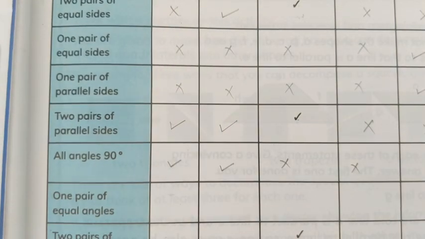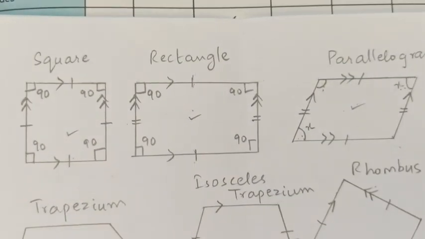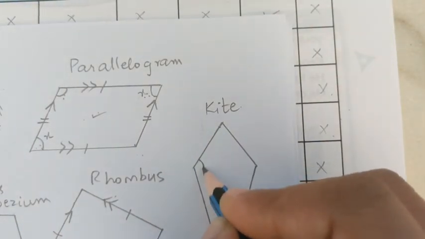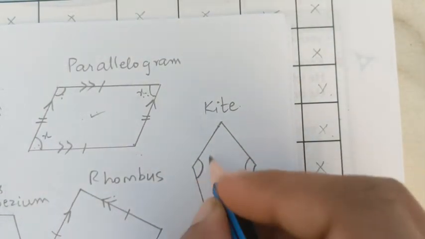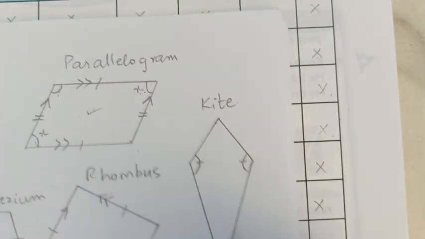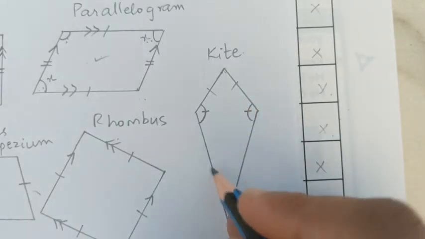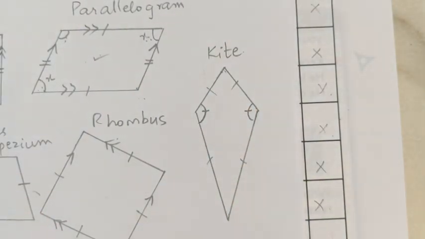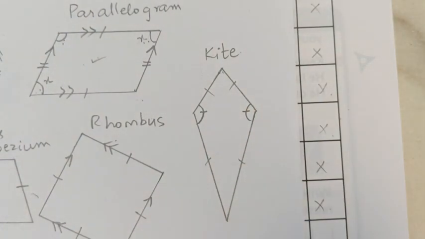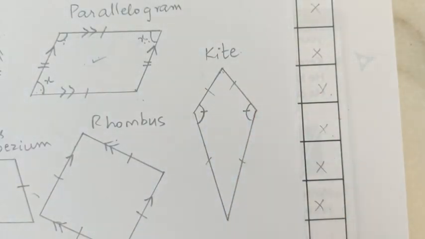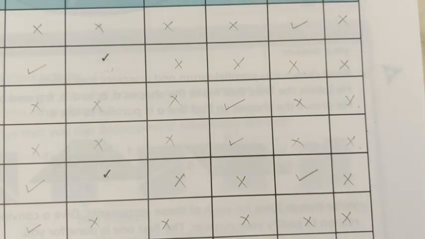And then one pair of equal angles, only one pair of equal angles. So it's just a kite in which we have only one pair of equal angles, this one and this one. These two angles are equal. Apart from that, these two angles are not equal to each other because we have these two sides equal to each other and these two sides equal to each other. That's why we have only one pair of equal angles in a kite, not two pairs of equal angles. So one pair of equal angles is only found in a kite.